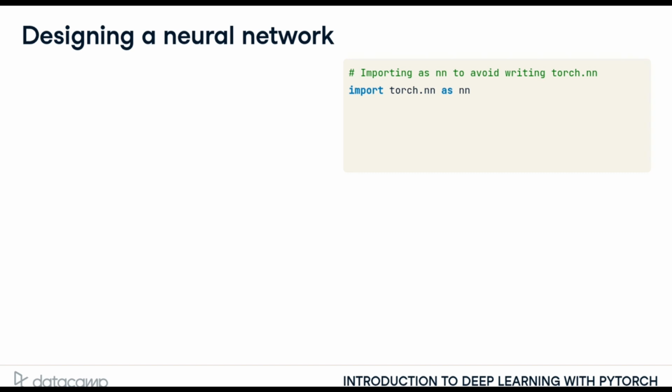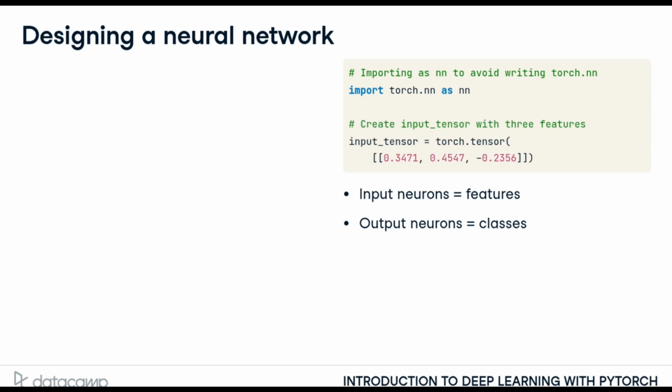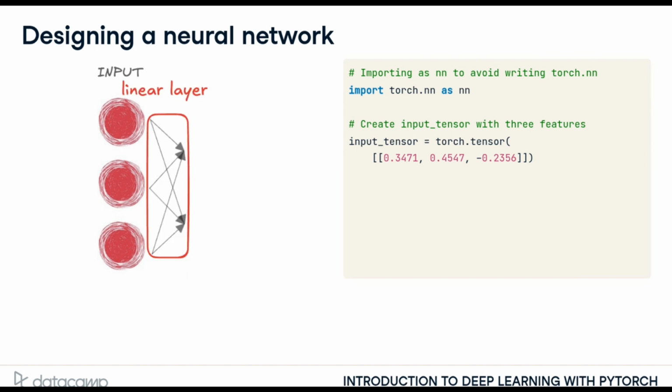When designing a neural network, the input and output layer dimensions are predefined. The number of neurons in the input layer is the number of features in our dataset, and the number of neurons in the output layer is the number of classes we want to predict. Say we create an input tensor of shape 1 by 3. We can think of this as one row with 3 features or neurons.